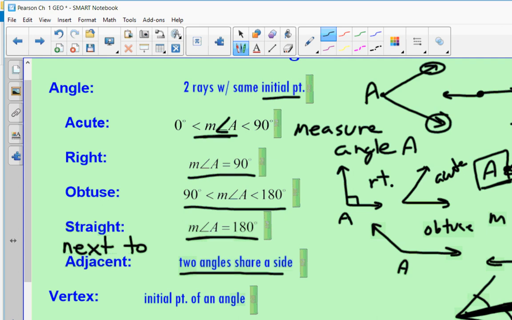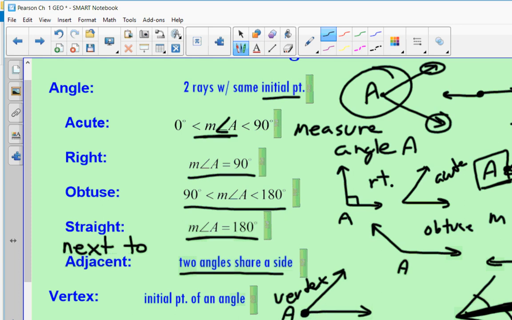Okay. A vertex, and I talked about that earlier up here. A vertex is the initial point of an angle, so it's where two rays meet to form an angle. So that's a vertex. And you can label it with letters, but vertex is going to be really important for us to remember what that's called. Congruent angles, we learned what congruent meant last section. Congruent angles are just angles with the same measure.